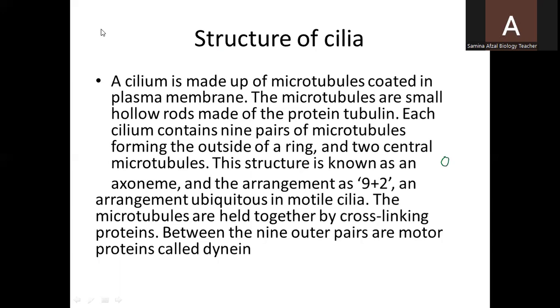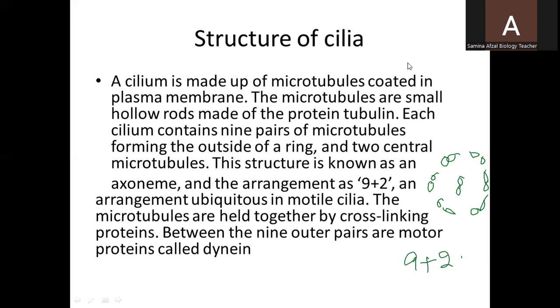So these pairs will make up the ring in this way, and 2 central microtubules. So two central microtubules, so it will be 9 plus 2. The structure is known as axoneme, and the 9 plus 2 arrangement is ubiquitous in motile cilia. The microtubules are held together by cross linking proteins. Between the 9 outer pairs are motor proteins called dyneins. You can see the structure on the next slide.